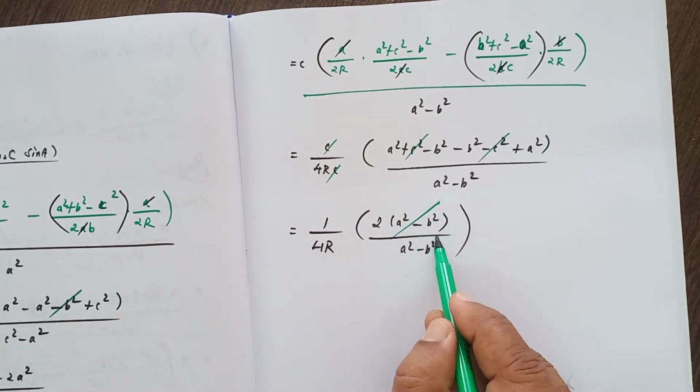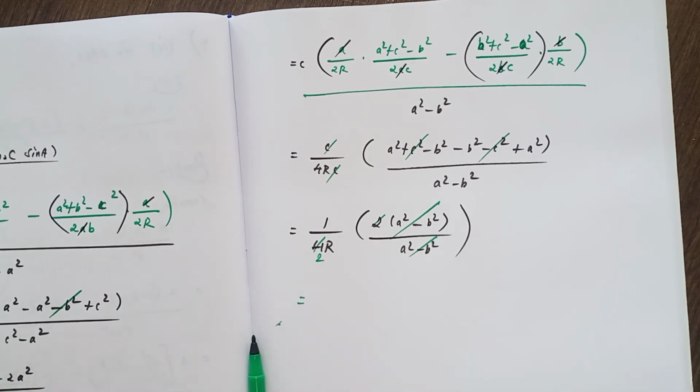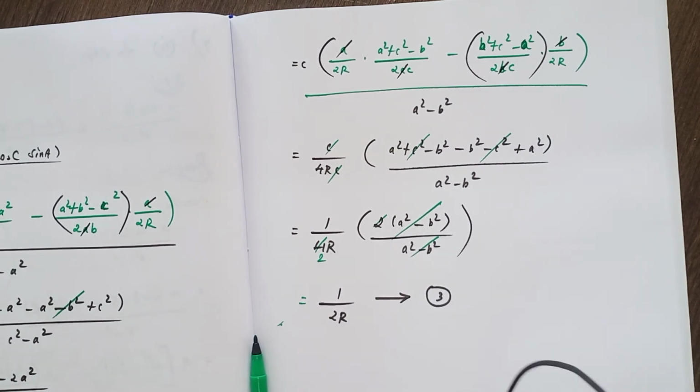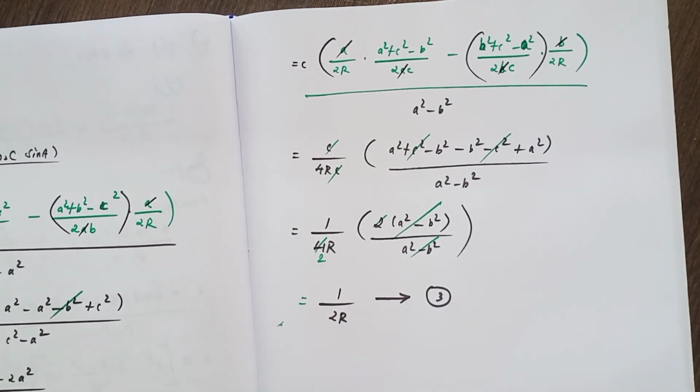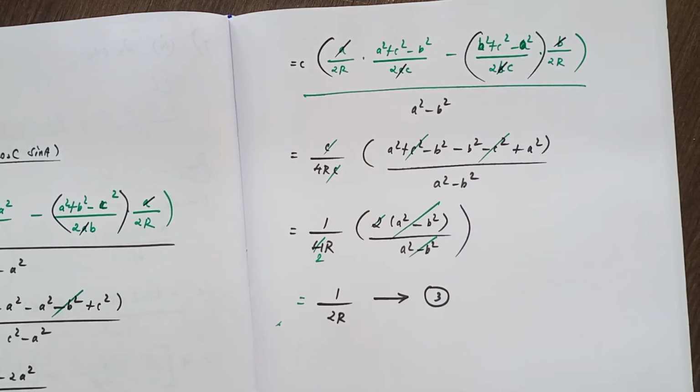Now this A square minus B square get cancelled, 2 twos are 4, that is equal to 1 divided by 2R. That is equation number 3. So equation 1, 2, 3 and all same only, 1 by 2R, 1 by 2R and 1 by 2R. From 1, 2 and 3 we have proved the result.